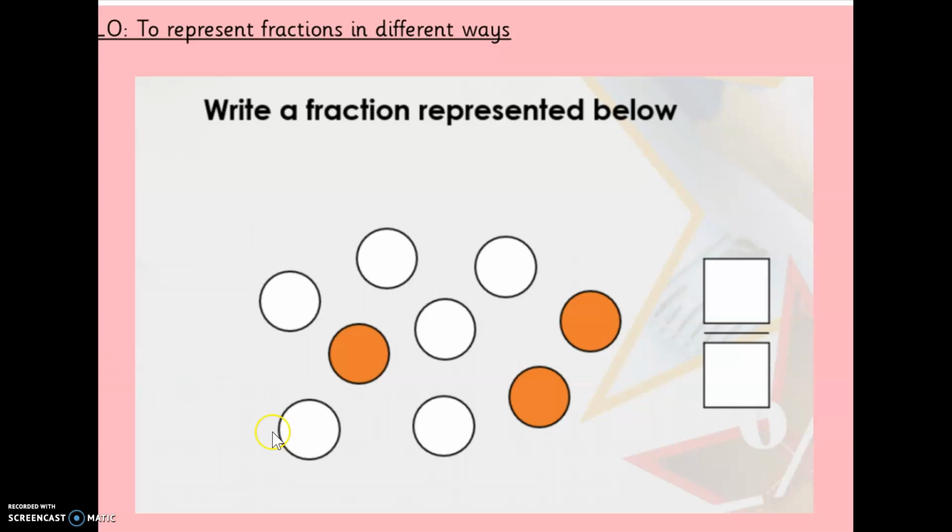Finally, have a look at this one. Which fraction is represented below? Now, there are 2 answers to this one. So see if you can come up with 2 answers for the question. Pause here and then come back for the answer.